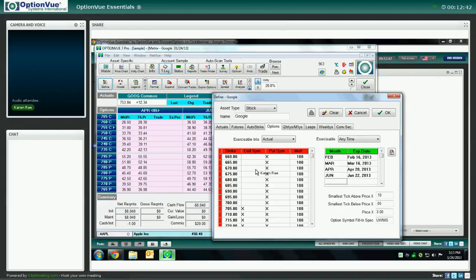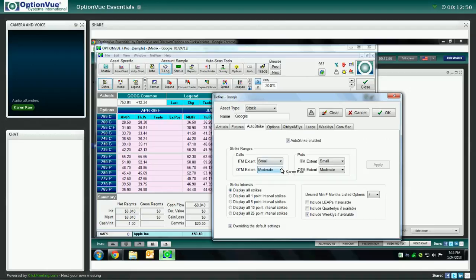The other thing is that OptionVue comes with certain strikes defined, and I can either keep those predefined strikes or I can delete them. So the predefined strikes are set according to the strike range calls. This says in the money extent, I've got that range of calls set on small, the out of the money set on moderate. Same with the puts, small and moderate. Now I can either change these here. I've got 3 different settings. I can say a larger array of strikes than small, but I don't know exactly how many that would be. But I could say moderate, moderate, moderate, moderate.